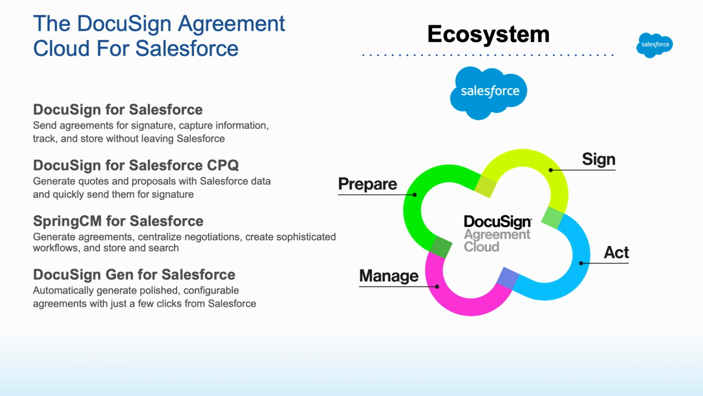In the Salesforce context, it has this suite of products which covers the whole life cycle of an agreement. These applications will help you generate documents or agreements, send them for signatures and collect signatures, handle negotiation, and finally store and search them centrally. All of this can be done through Salesforce, and you don't have to leave the Salesforce environment at any time. That's the beauty of it.